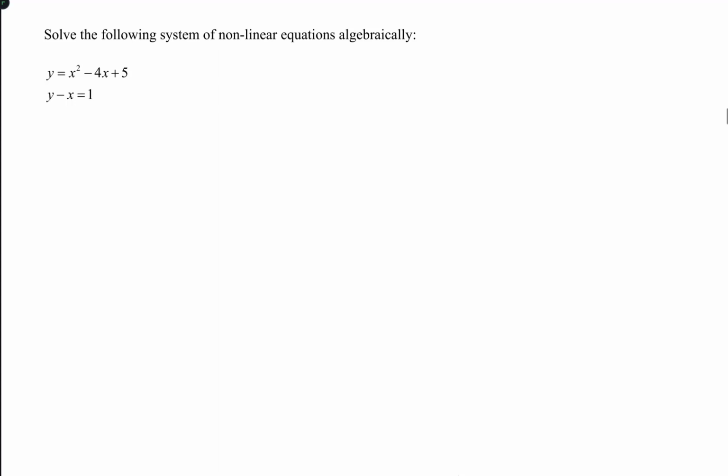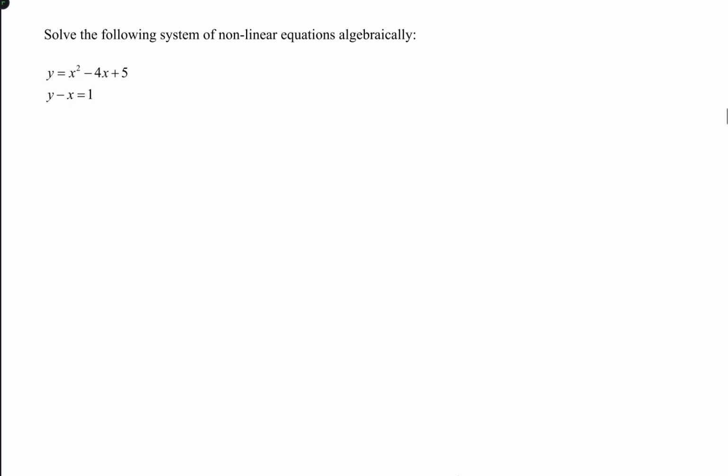Solve the following system of nonlinear equations algebraically. So these two equations that we have, the first is going to be a parabola of some sort because it's a polynomial, and the highest degree variable is 2. And the second is a line. It's going to be a linear equation.